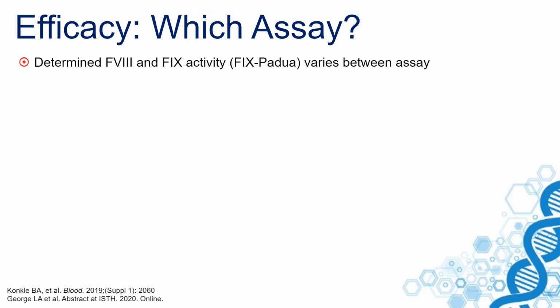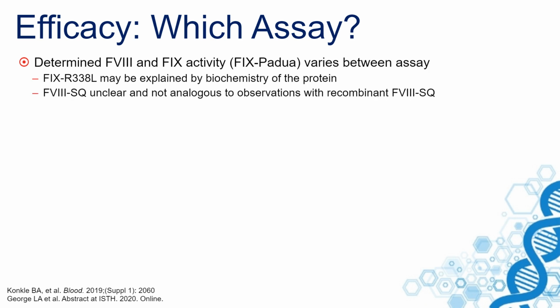The discrepancy between the one stage and the chromogenic assay for factor IX Padua is likely best explained by underlying biochemistry of the protein. But the difference in the one stage and the chromogenic assay for the B domain deleted version of factor VIII that's used in gene therapy is not clear. And importantly, this discrepancy and how it's observed in the context of gene therapy has not been observed in the nearly 2 decades of experience using essentially the exact same protein for recombinant protein administration.